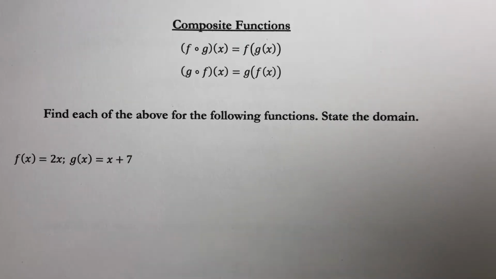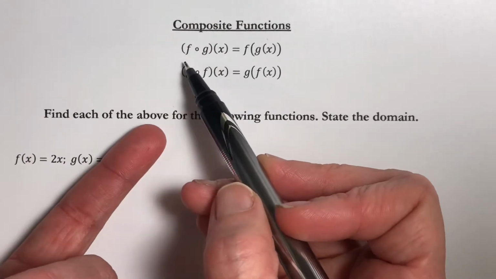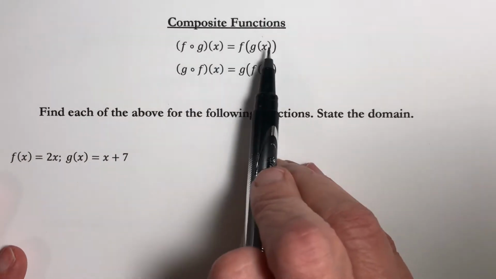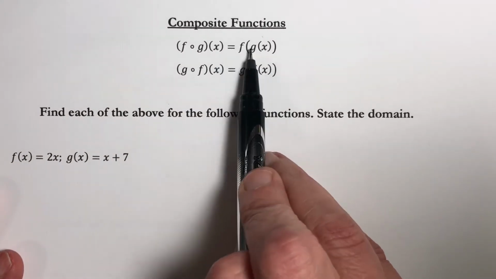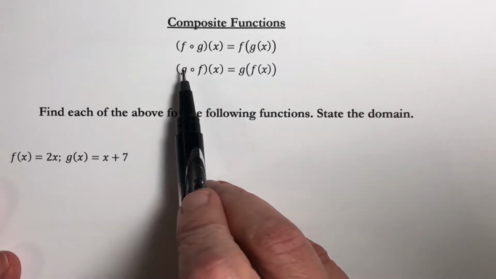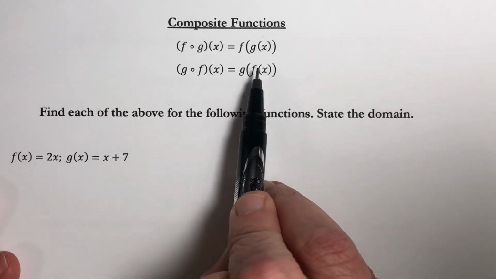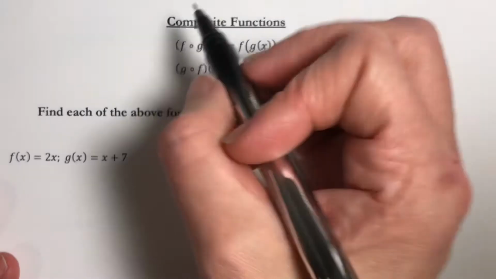Basically, what a composite function is, you're going to take a value, plug it into, say, g, find that answer and then plug it into f. That's what this one says. You find g of x, you take your x, you plug it into g, you get that answer and you plug it into f. This one says you take x, plug it into f, take that answer and plug it into g.